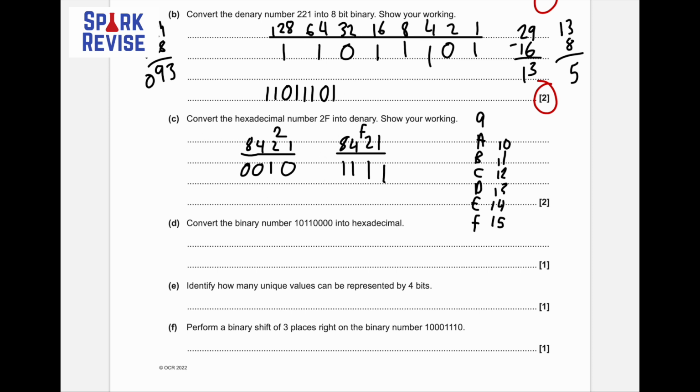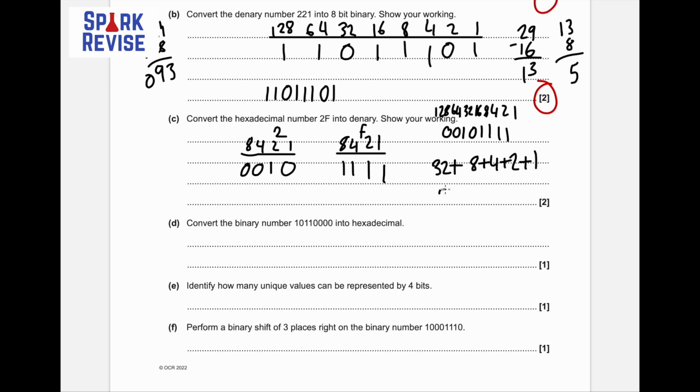Sorry, I'm writing really big because I haven't got much space here, so just erase that. We've got our number, it's 00101111, and now we're just going to convert that to denary. So we've got 128, 64, 32, 16, 8, 4, 2, 1. So it's going to be 32 plus 8 plus 4 plus 2 plus 1, which we know is 15. So it's 32 plus 15, which equals 47. And that will give you the full 2 marks.